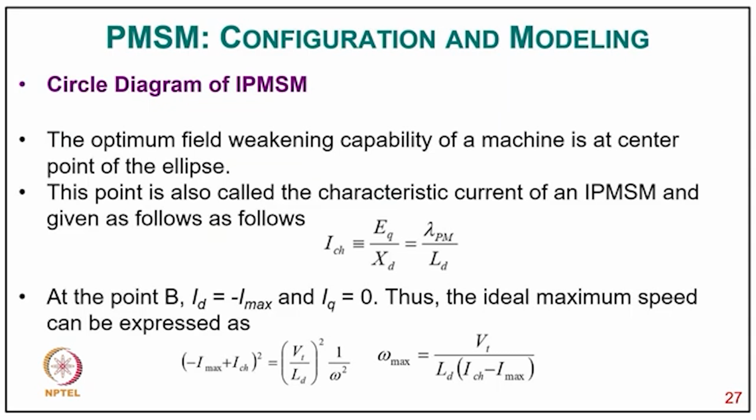So the optimum field weakening capability of the machine is at the center point of the ellipse, and this point is also called the characteristic current of an IPMSM, given as follows: I_CH equal to E_q upon X_d, equal to lambda_PM upon L_d. So at the point B, I_d equal to minus I_max and I_q equal to 0. Thus the ideal maximum speed can be expressed as (minus I_max plus I_CH) squared equal to (V_t upon L_d) squared into 1 upon omega squared, or omega_max equal to V_t upon L_d times (I_CH minus I_max).